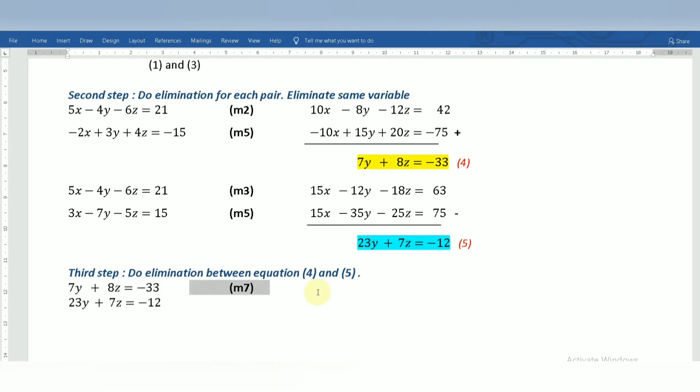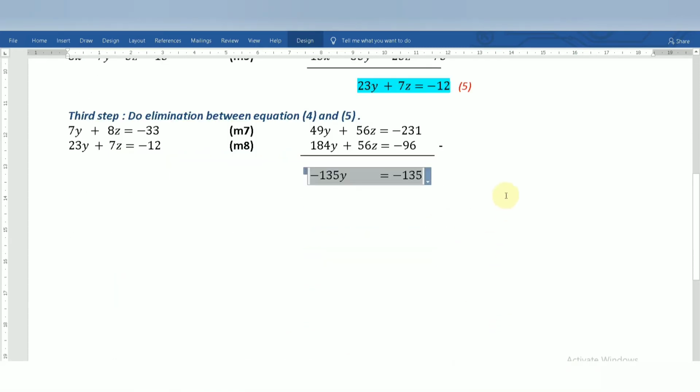I will multiply it by 7, and I will multiply the second equation by 8, and then this is the result of the multiplication. Okay, and I have the same coefficient of z for two equations, right? And since it is the same sign, I need to subtract, and this is the result.